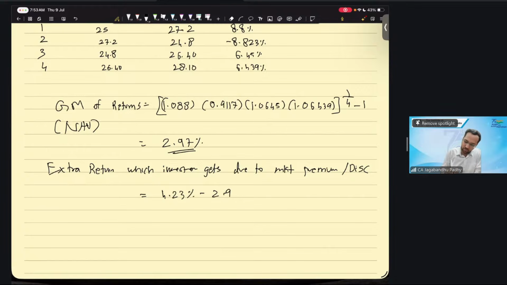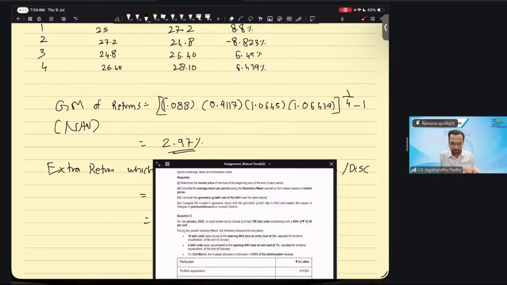4.23% minus 2.97%. So the extra return which the investors are getting is 1.26%. So extra return which you are getting as an investor is 1.26% due to the premium or discount that's happening in the market. Okay, that's pretty simple.